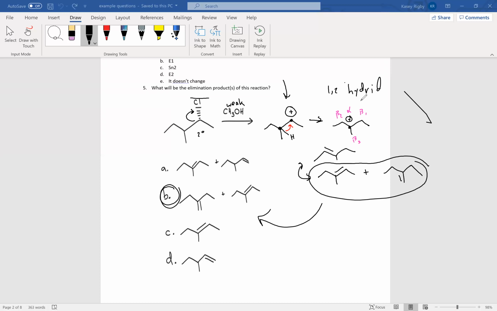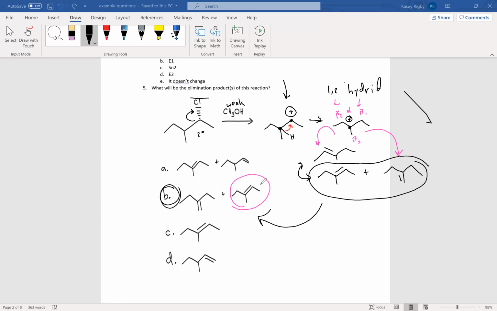And we can see here that beta 1 and beta 2 are going to make the same two products, and then beta 3 is going to make this last product right here. And since beta 2 and beta 1 will make the same product, we're just going to list that product once. In this case, I listed it like this one.